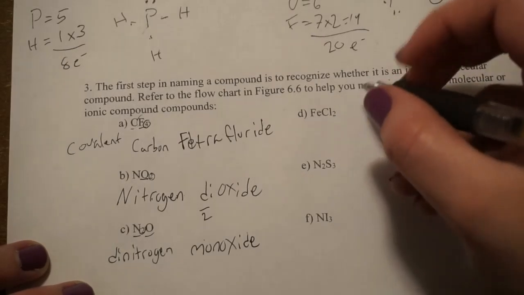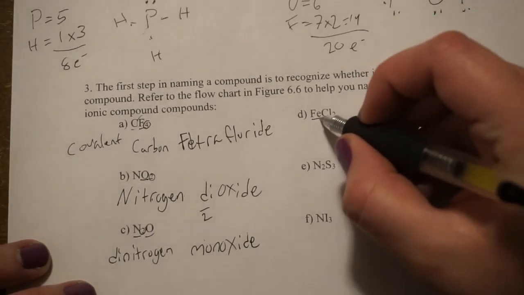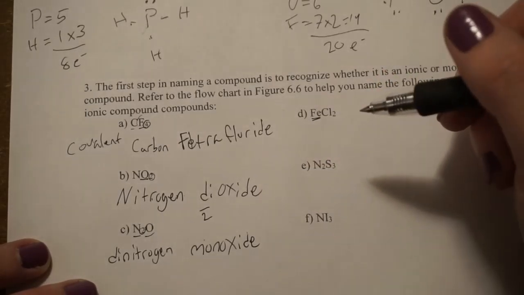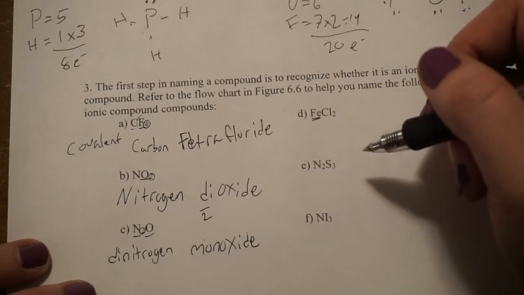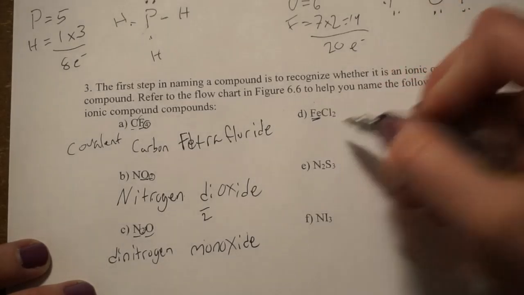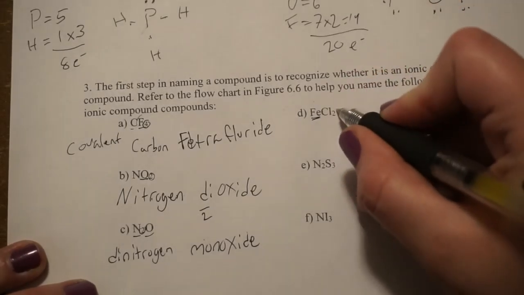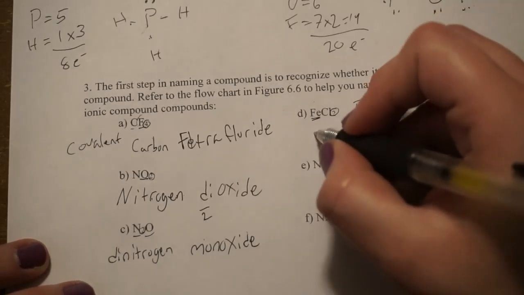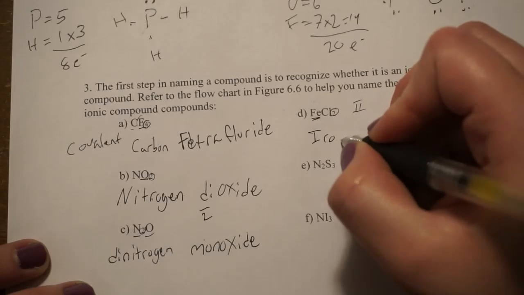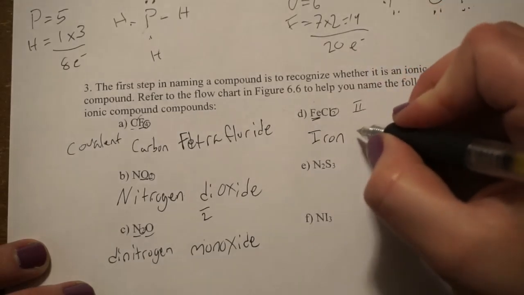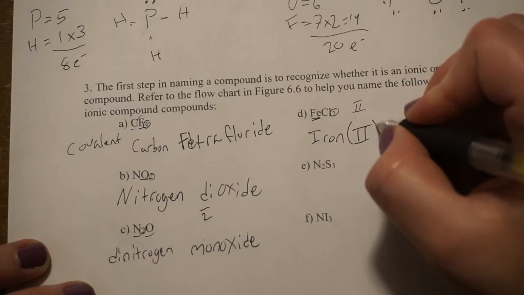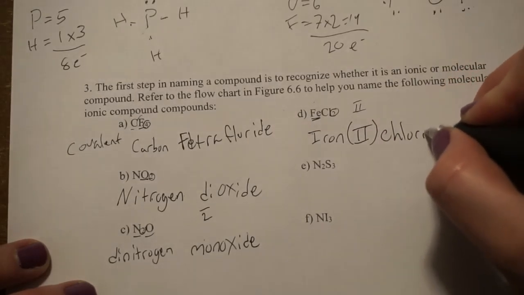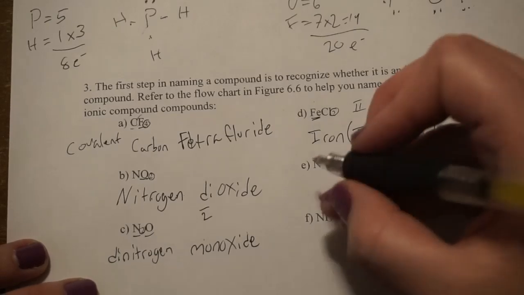For D, we're going to write it's iron, which is a metal, so it's ionic. And we have a chloride. But since this is a metal, we're going to do it slightly differently. We take the 2 and we're going to write a Roman numeral 2. So we write iron, Roman numeral 2 in parentheses, and write chloride. Still keeping with the ides.